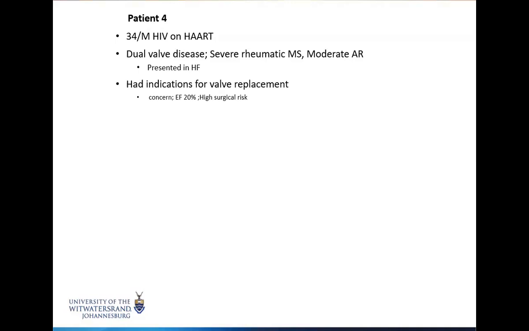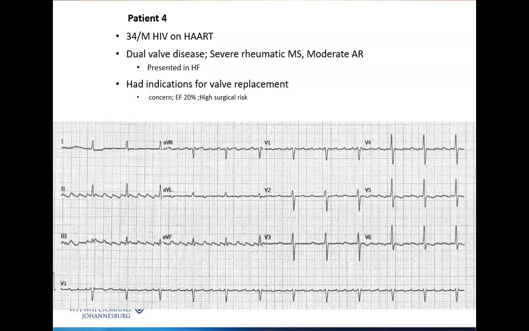So we know that we need to intervene, but the outcomes for these patients have not been so great. So unfortunately, after discussion with the surgeons, he was turned down. He was not accepted for surgery. And essentially what that meant was that you'd be palliating this patient.